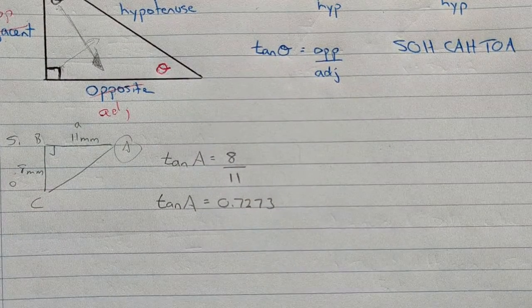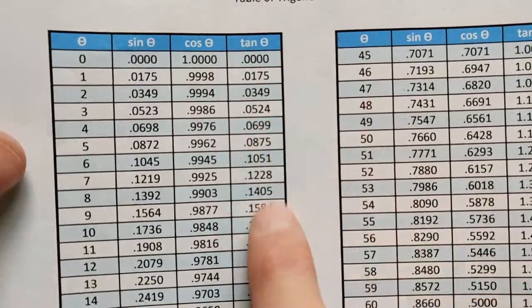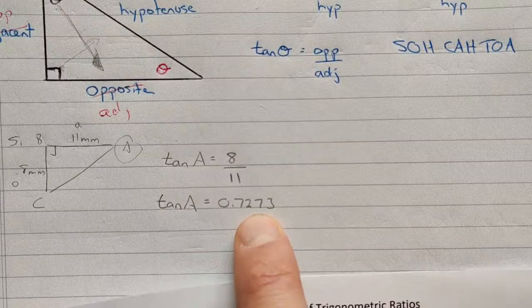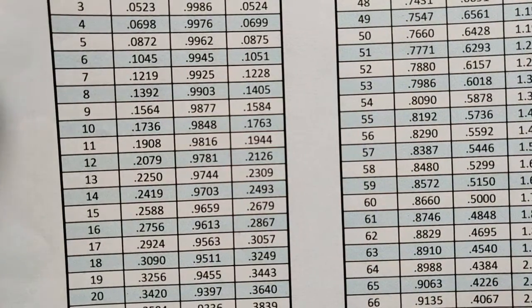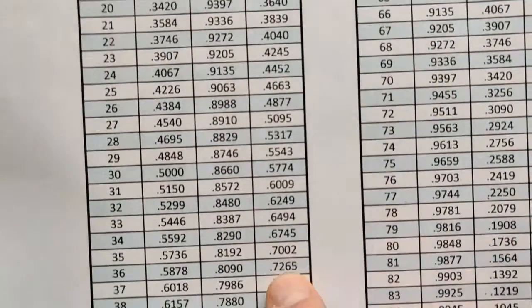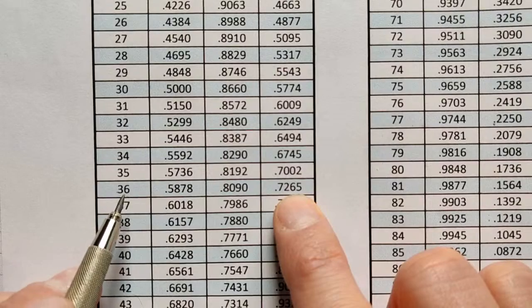And so now what you can do is pull out that table, go through that tan column, and find the one that has the closest number to that. And so 0.7265 right here, where am I? Right there, looks pretty close. So I would say 36 degrees.